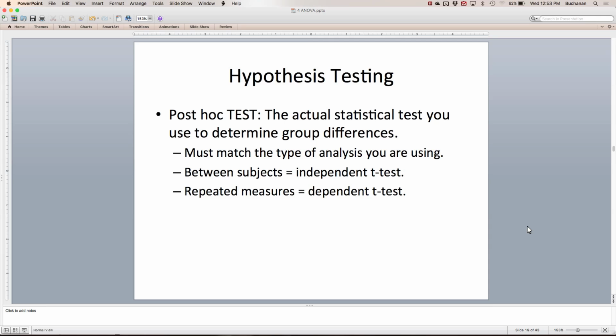A mixed design is going to have both types of variables, so it depends on which one you do. And these match over here. But I can't give you one answer for mixed, because it depends which variable we're working with.